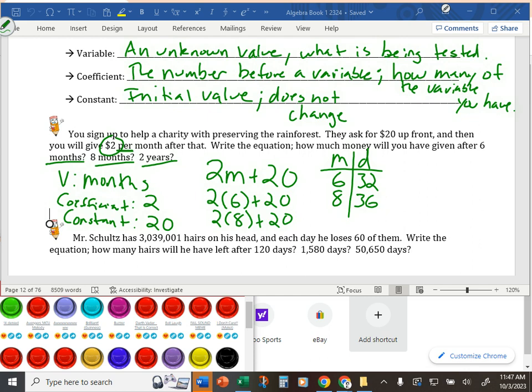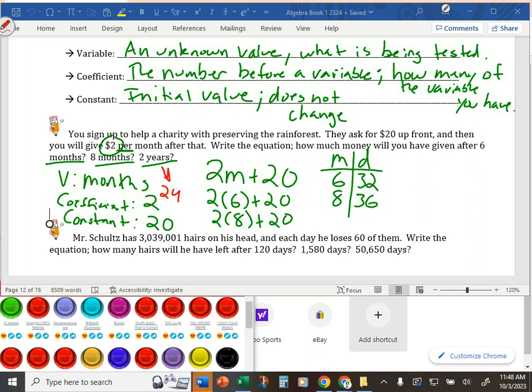Now, what number are we going to plug into the equation for the last one to figure out how much money we've given after 2 years? 24. Why 24? Exactly, right? Whatever unit our variable is in, in this case months, we have to make sure that whatever we plug in there is going to match that unit. I can't plug in 2 for 2 years, because if I plug in 2 for M, that's talking about 2 months. So we have to figure out, well, how many months is this? 2 years, 12 months per year, that's 24 months.